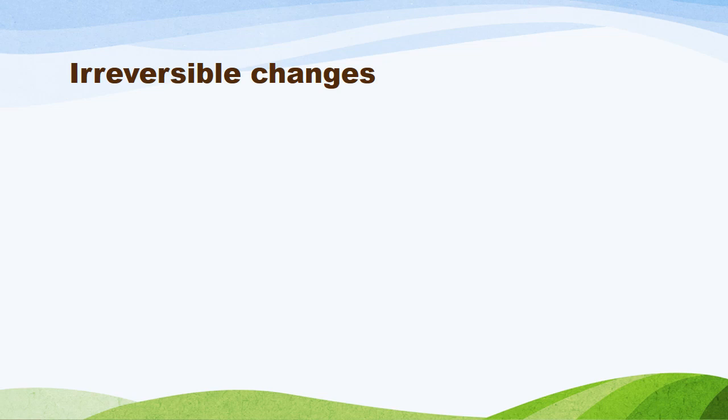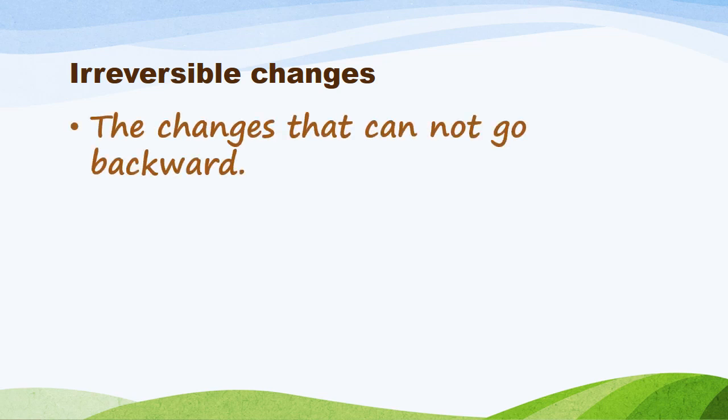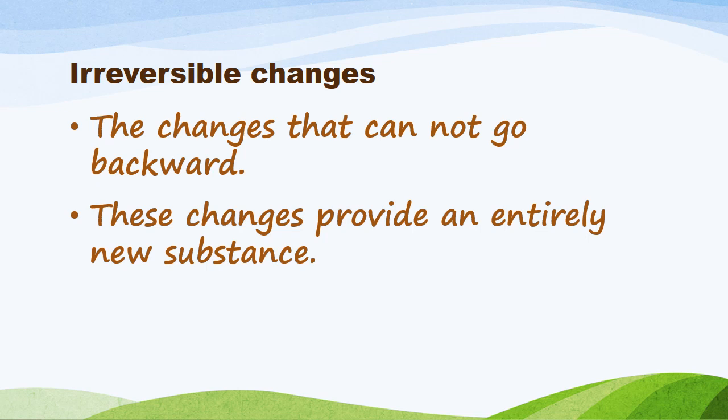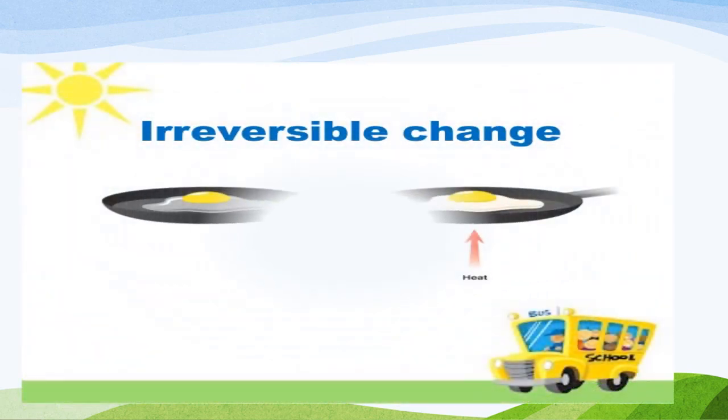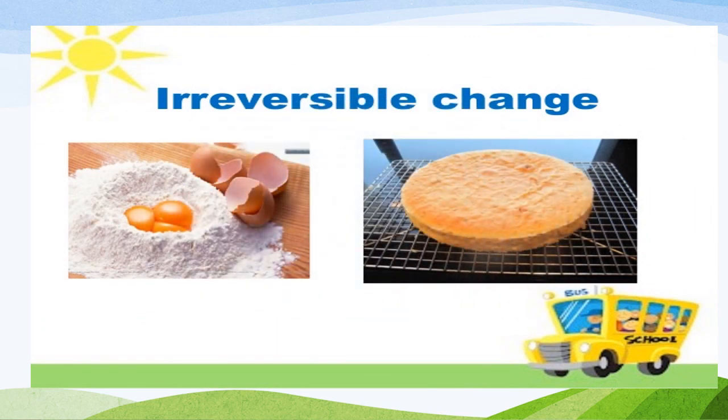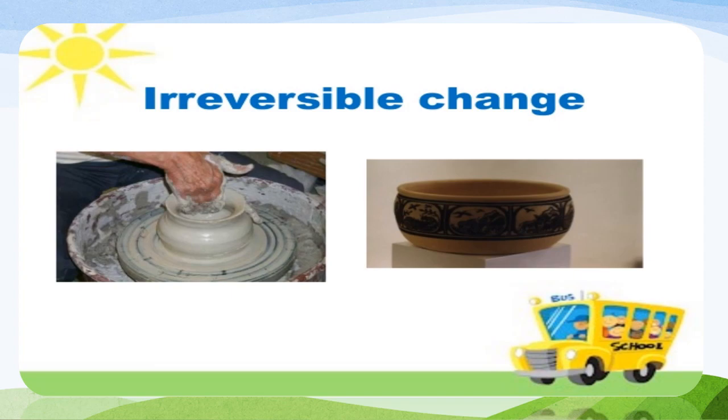Now, let's see what irreversible changes are. These changes cannot go backward, meaning you can't regain the original state of the object. These changes produce an entirely new substance. These are also called chemical changes. The common examples of irreversible changes include frying of an egg. You can't regain the raw egg from the fried egg. Then, this is a baked cake. You can't regain the ingredients of the cake from a baked cake. Similarly, you can't regain the clay and water once the pot is formed.